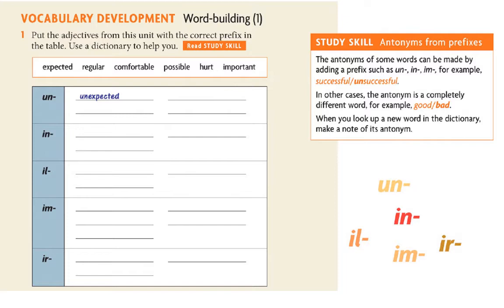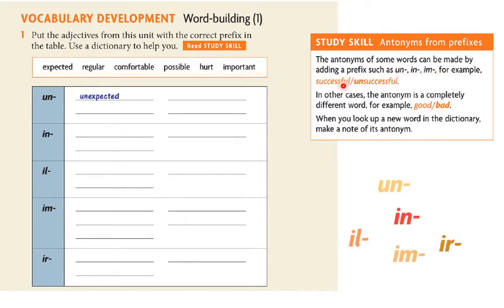Exercise number 1. Put the adjectives from this unit with the correct prefix in the table. Use a dictionary to help you. And there is a study skill here. Study skills: antonyms and prefixes. The antonyms of some words can be made by adding a prefix, such as un, in.